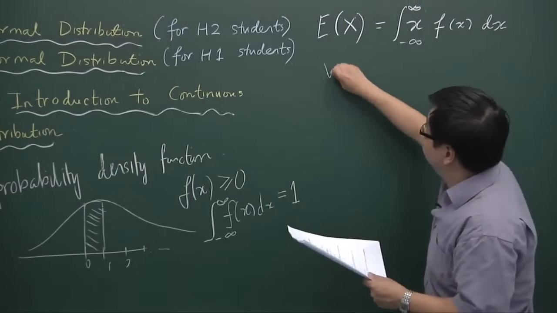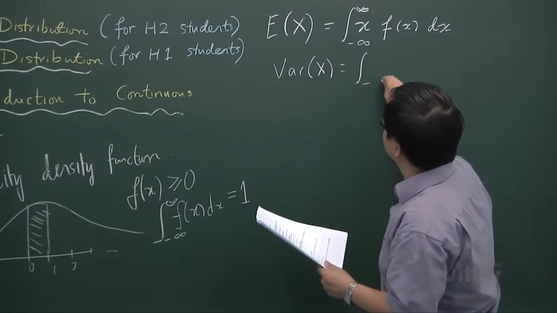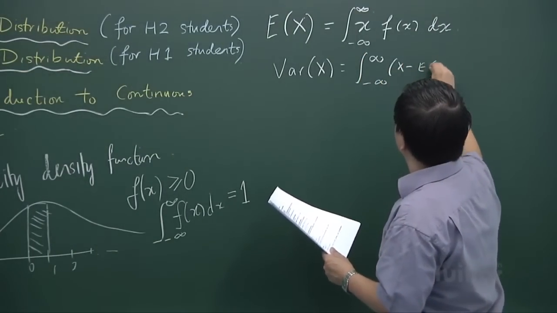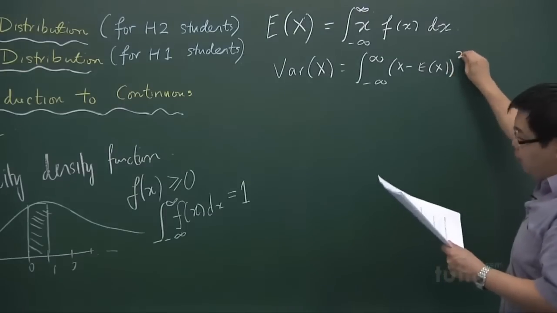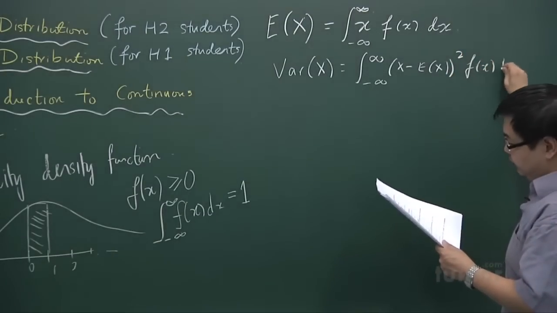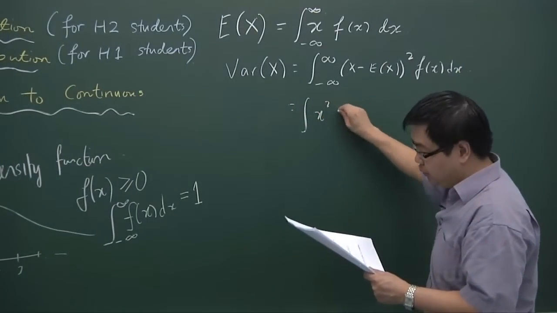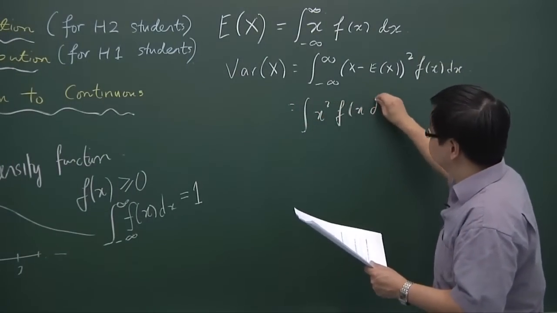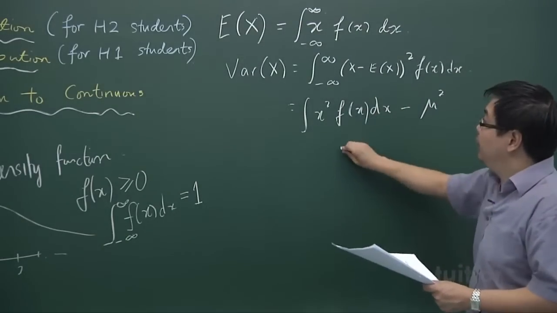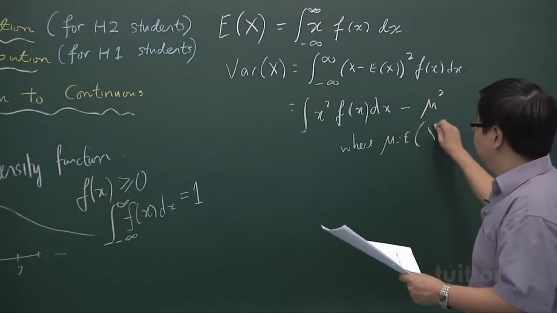And the variance of x is of course given by the integral from minus infinity to infinity of x minus expectation of x, okay, squared, times small f of x dx, which can actually be reduced or simplified to this form, where mu is the expectation of x.